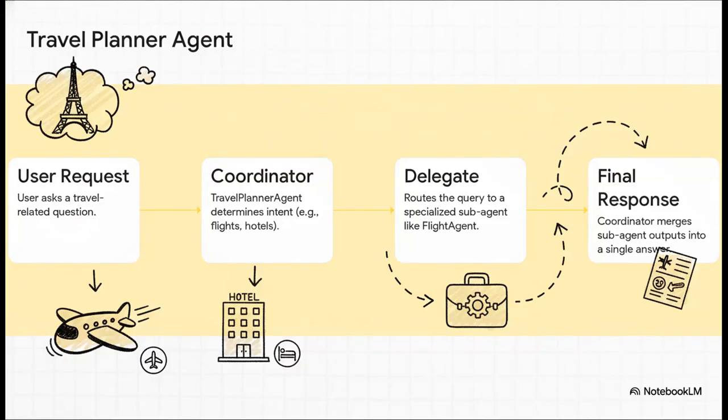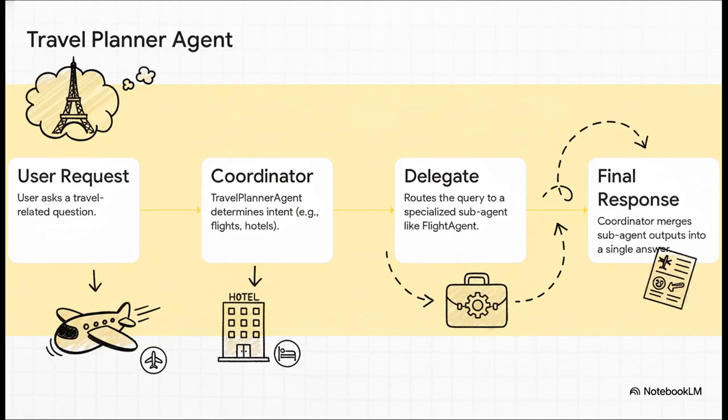Let's just walk through how this works with a real-world example. Say you ask a travel AI to plan a trip to Paris. The coordinator agent sees that and immediately recognizes two separate jobs, booking a flight and booking a hotel. It doesn't do either task itself. Instead, it acts like a project manager. It delegates the flight request to a specialized flight agent and the hotel booking to a hotel agent. Then, once those specialists report back, the coordinator gathers all their work and presents you with one seamless travel plan.